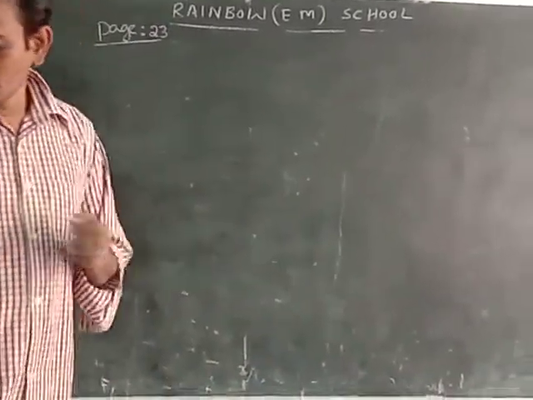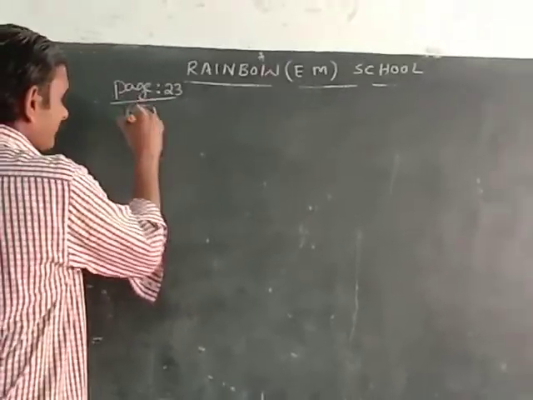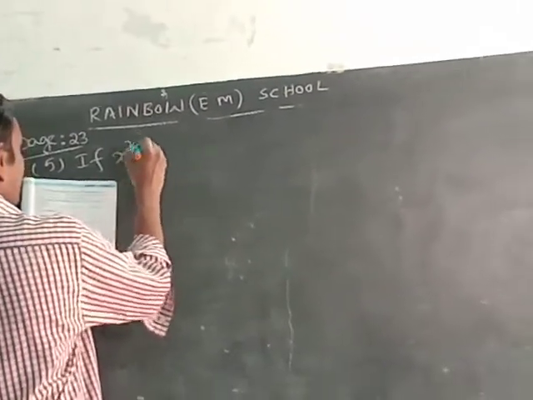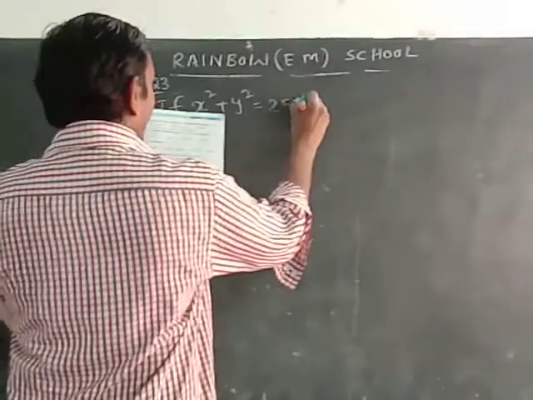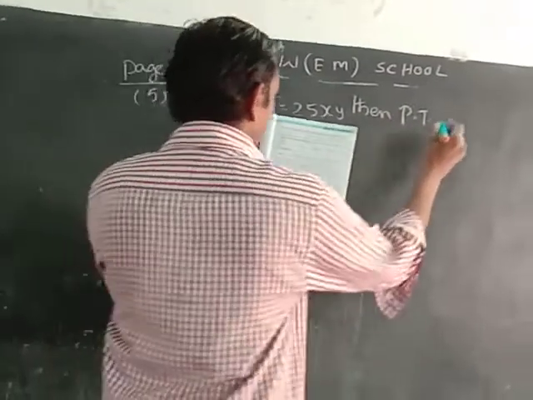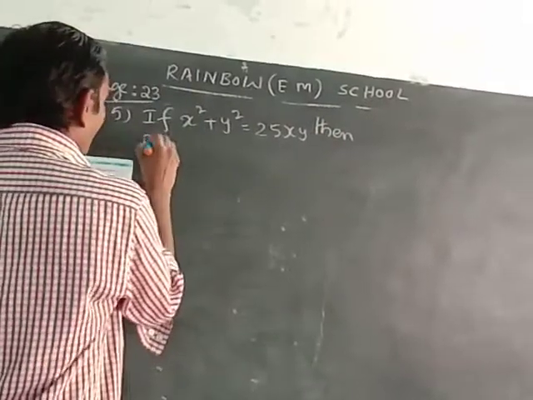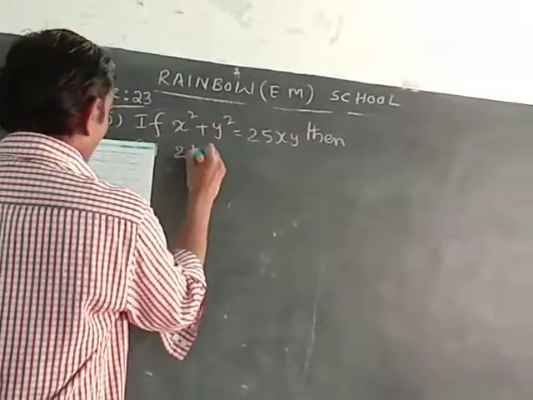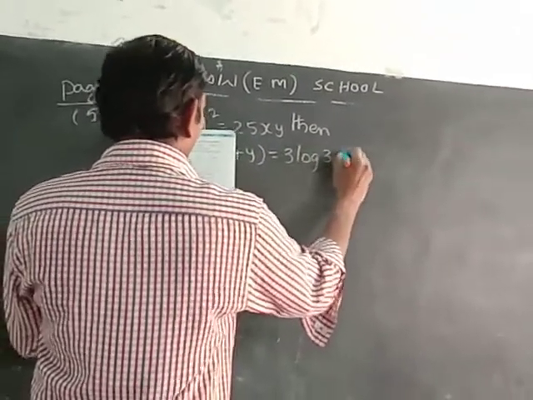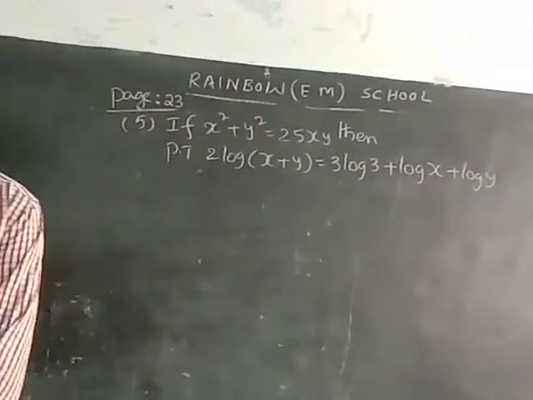Fifth round, 4 mark questions, more repeated numbers. Okay, what is the question there? Fifth one: if x square plus y square equal to 25xy, then prove that 2 log (x plus y) equal to 3 log 3 plus log x plus log y. This is a very important question from the exam point of view also.